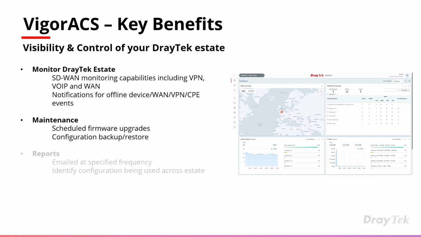We also have reporting capabilities, allowing for reports to be generated through VigorACS, allowing a full comprehensive or just simple breakdown of either the WAN interface or data usage or whatever it may be. Like it says on the PowerPoint here, they can be emailed at specific frequencies. So either as a one-time thing, once a week, once a month, or daily even.